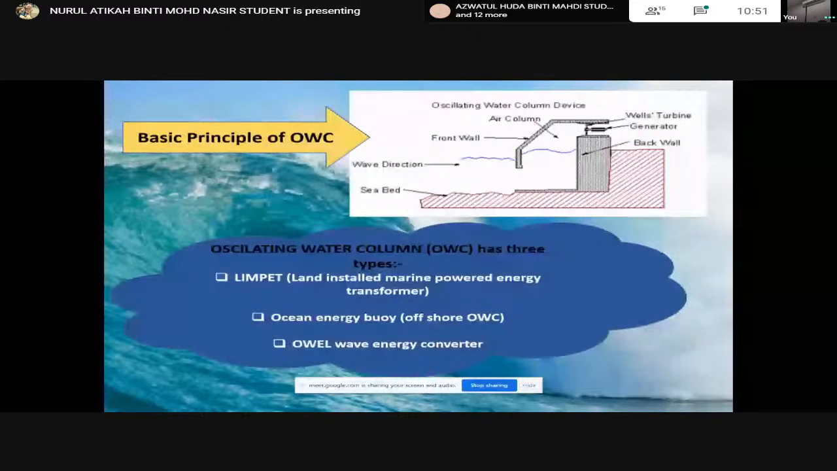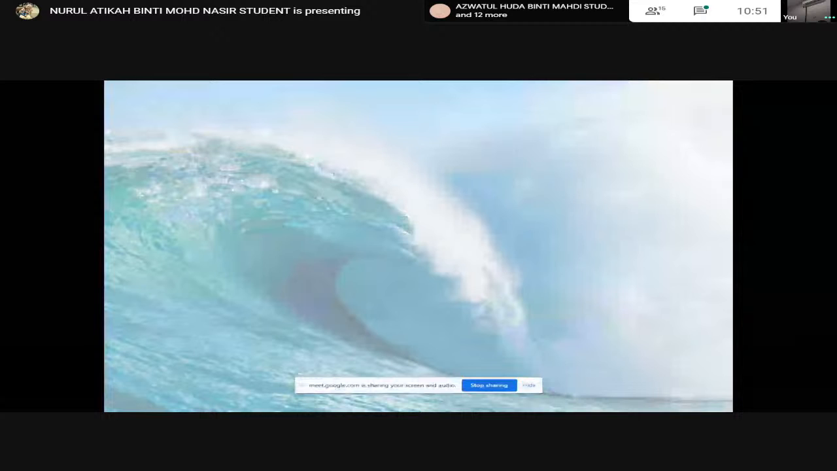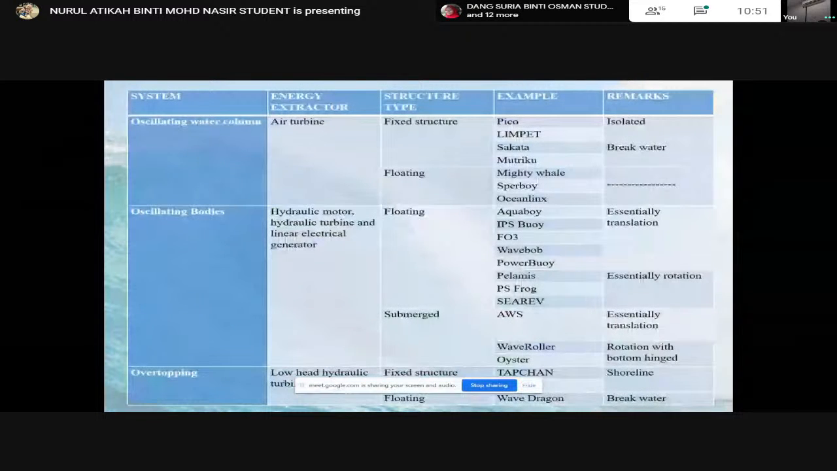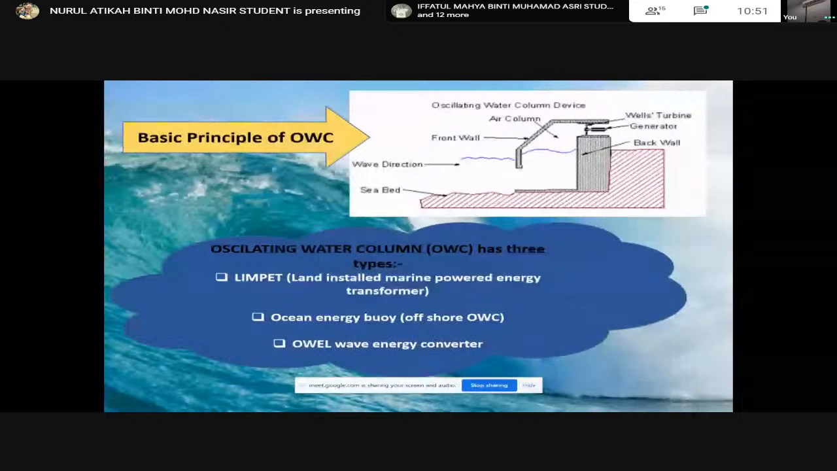Okay, this is the basic principle of the oscillating water column, OWC. It has a water column, front wall, wells turbine, generator and back wall.